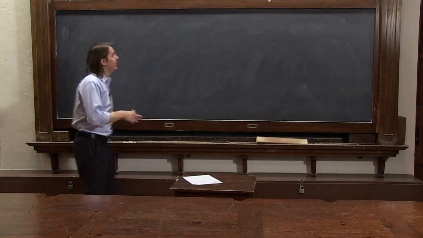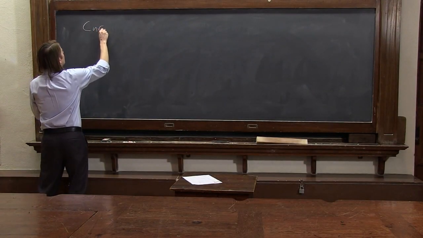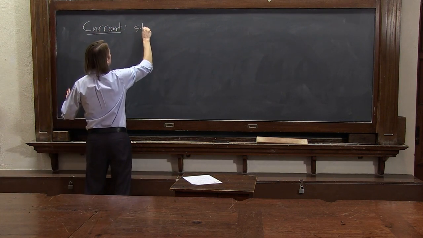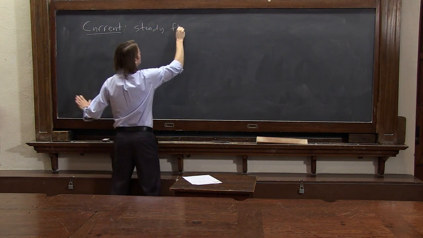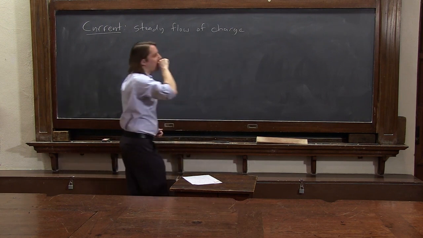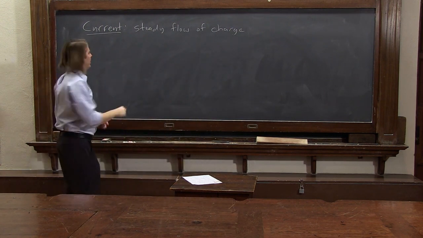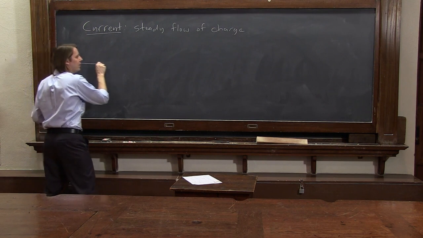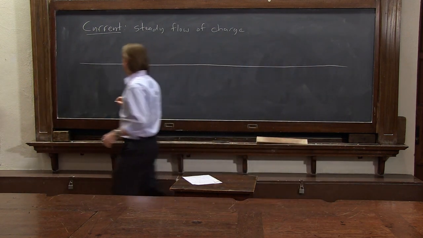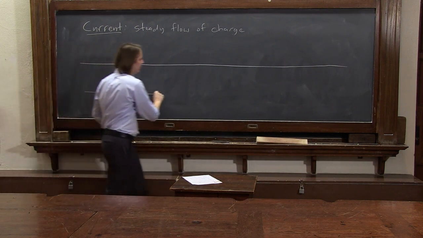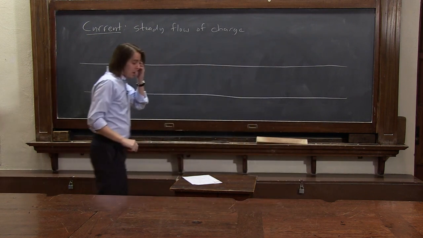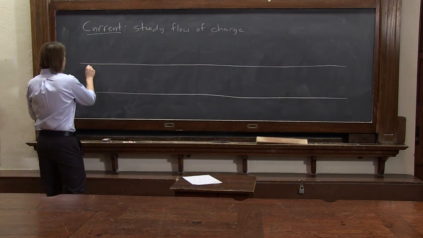Here's a simple definition of current then. It is simply the steady flow of charge. So let's look at the mathematical definition of current. I'll draw a wire, a conducting wire, in this case going all the way across the board. Like that. Okay. So this is a conducting wire.